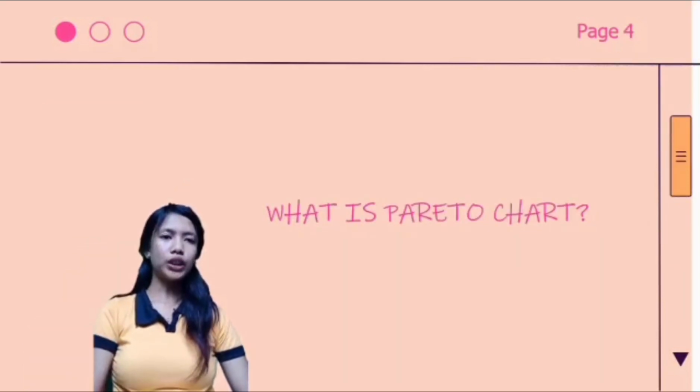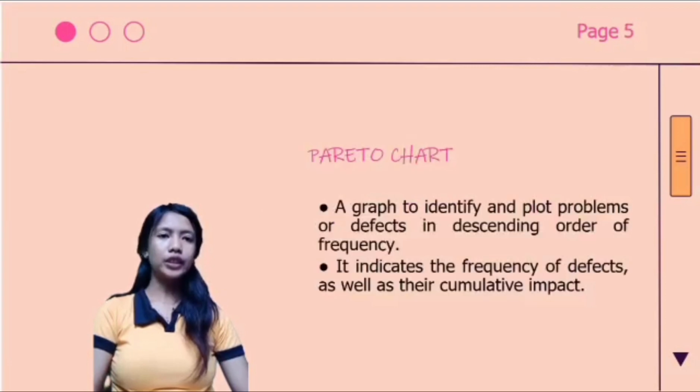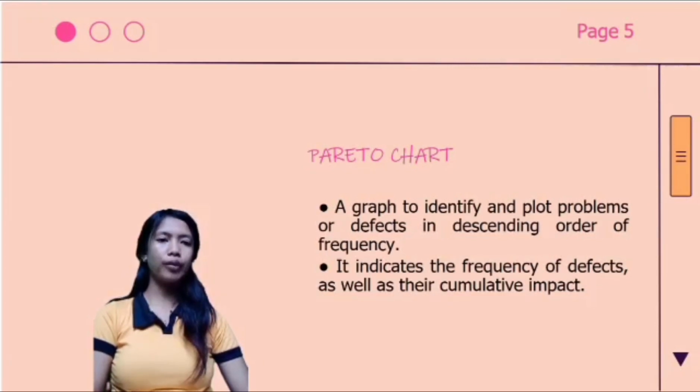What is a Pareto chart? A Pareto chart is a graph to identify and plot problems or defects in descending order of frequency. The sequence starts from the problems that occur the most to the problems with the least frequency. It also indicates the frequency of defects as well as their cumulative impact. In the graph, it is indicated from the highest graph bar at far left to the lowest bar at far right.